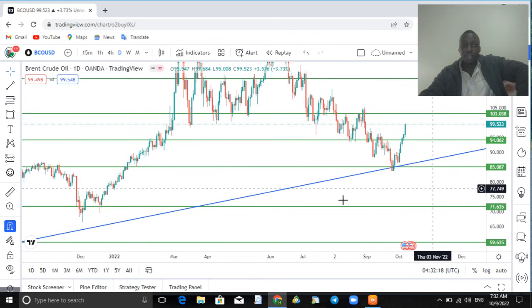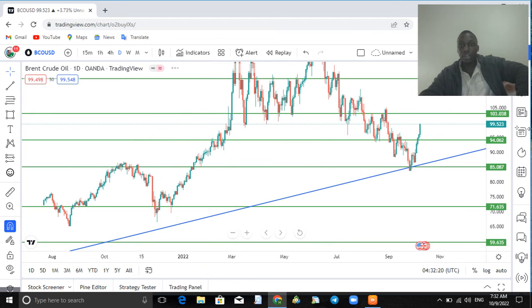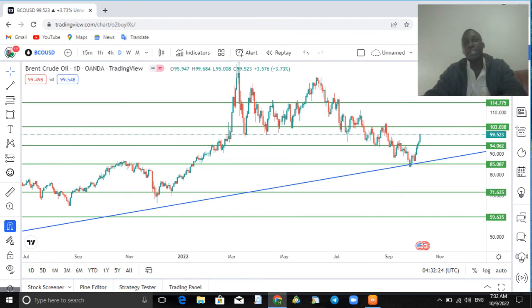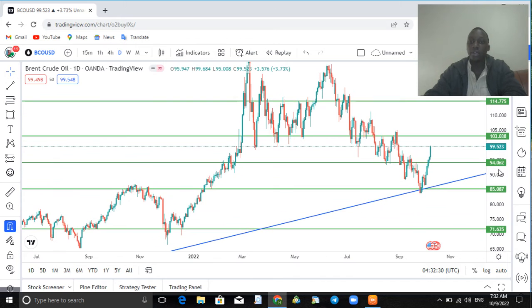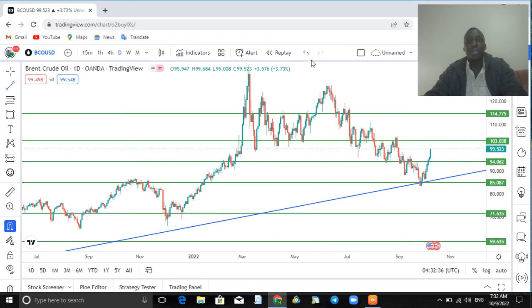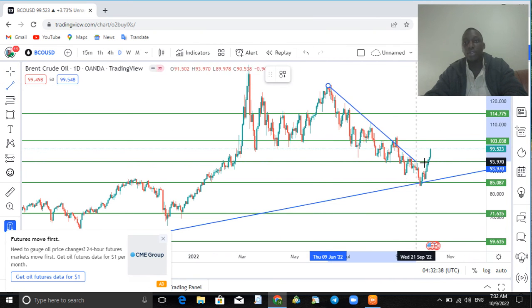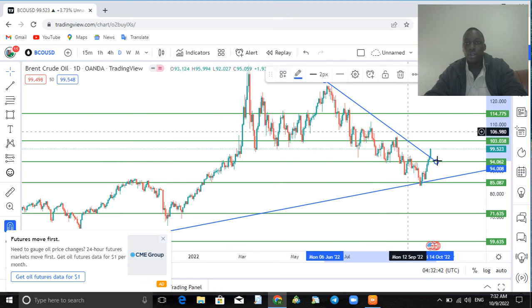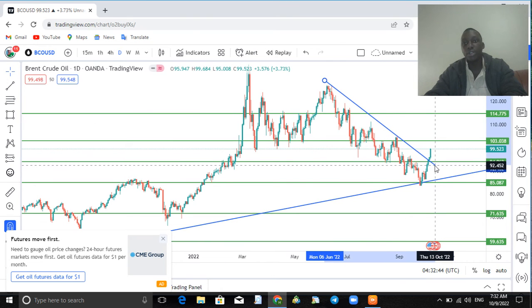Now in the daily time frame, you can see that Brent has been falling like no man's business due to the fact that it respected our major market key levels. That's why I tell you guys, you must have these major market key levels drawn on your charts to see where prices will be changing from. Now you can see we have a beautiful channel, which is our falling channel.